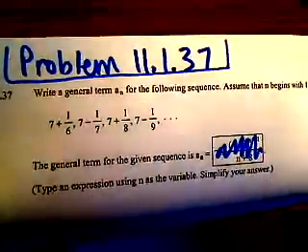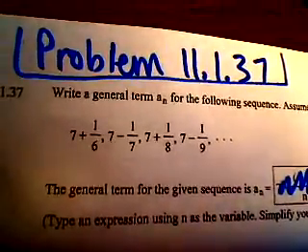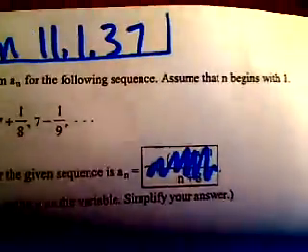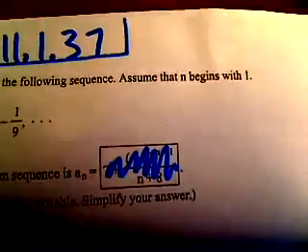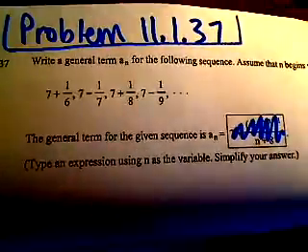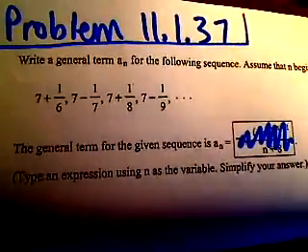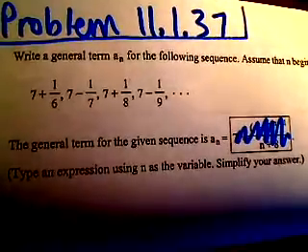Okay, so this is problem 11.1.37, and they want us to write a general term a sub n for the following sequence, and they want us to assume that n begins with 1. And so we have 7 plus 1 over 6, 7 minus 1 over 7, 7 plus 1 over 8, and so on. That pattern continues.